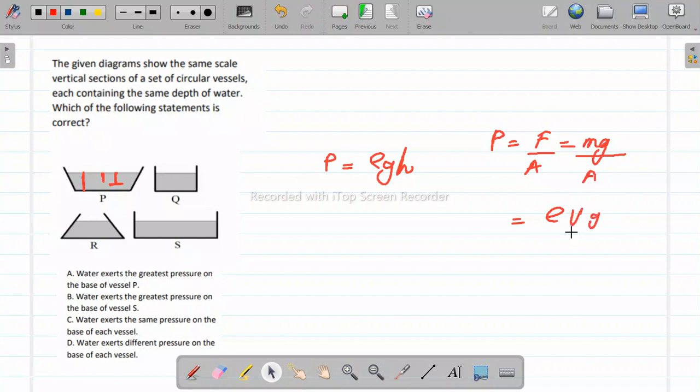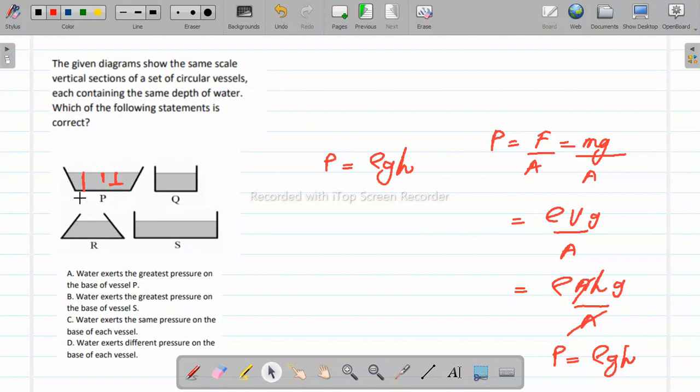ठीक. और जब कभी मैं वॉल्यूम को लिख रही हूँ और मैं लिखना चाहती हूँ उसको एरिया के टर्म्स में, हाउ डू वी राइट वॉल्यूम? वी राइट वॉल्यूम एज द प्रोडक्ट ऑफ एरिया एंड हाइट. See, this area gets cancelled with this area. So the reduced equation for pressure in terms of density is rho gh, where this rho is the density of liquid, this g is the gravitational acceleration, and this h is not the height of container. It is the height of the liquid column above the point at which you are to calculate the pressure.